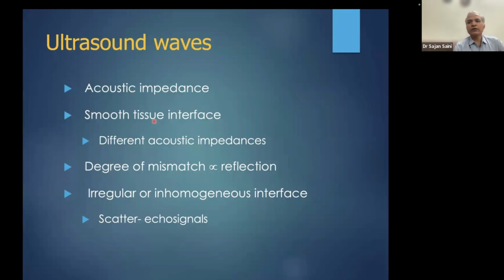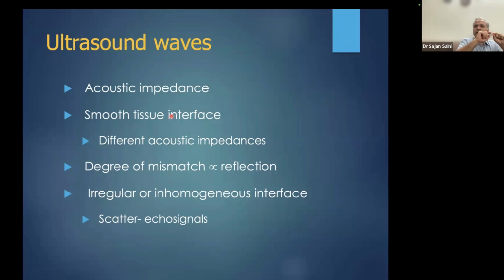Generally in the body, you will encounter different tissues with different acoustic impedance. For example, there could be a wall of the heart and another wall of the heart, and in between the heart, there is blood. Blood has a different acoustic impedance and the wall has a different acoustic impedance. So when these two are in contact with each other, there is a smooth and long tissue surface which has a differential acoustic impedance, to which the waves can partially transmit, partially get reflected, partially get scattered.